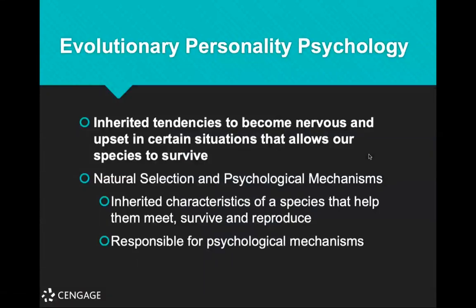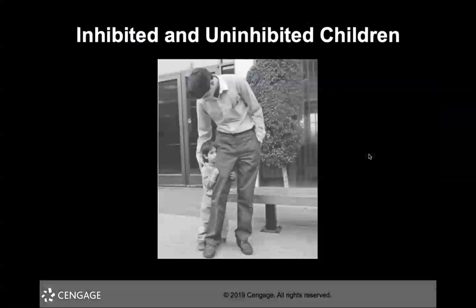Now, when we look at evolutionary personality psychology, we also see some propositions towards understanding why people are the way they are, why personalities develop the way they develop. According to evolutionary principles, inherited tendencies to become nervous and upset in certain situations actually allow our species to survive. So when we go back to this picture, the fact that this child is behaving in a shy manner is actually evolutionarily adaptive for his survival as a species, and it will ensure that he grows up to reproduce and pass down offspring and progeny and so on and so forth. So the reason why he's shy is so he can escape any impending danger.